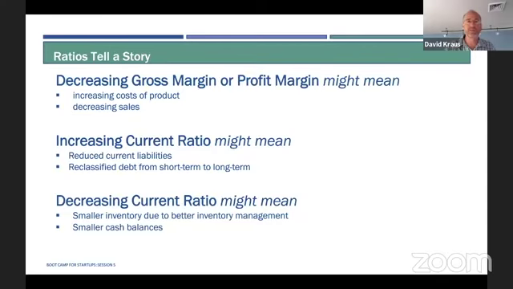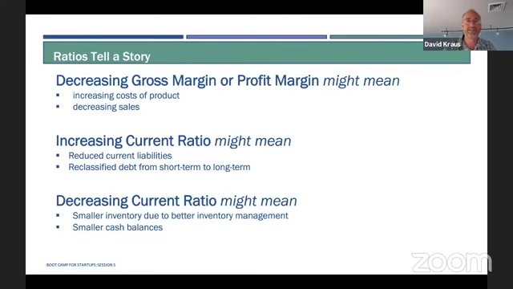Might be other things, but those are two of the most likely candidates. So if you have a current ratio that increases, that might mean that you're reducing your current liabilities. So you're not carrying as many payables. Or maybe you reclassified debt from short-term to long-term. So there was maybe something you were misclassifying, like I talked about before. That could change your current ratio significantly.